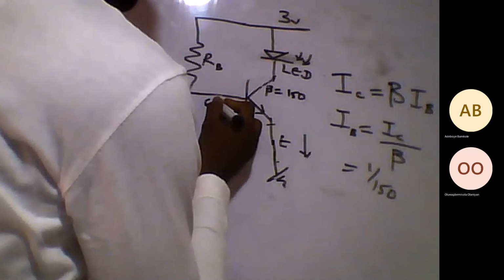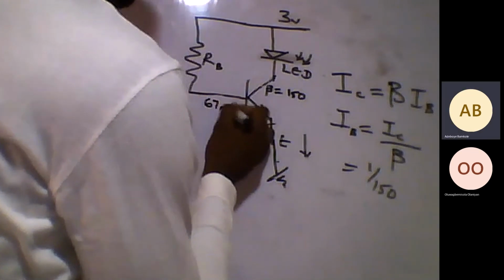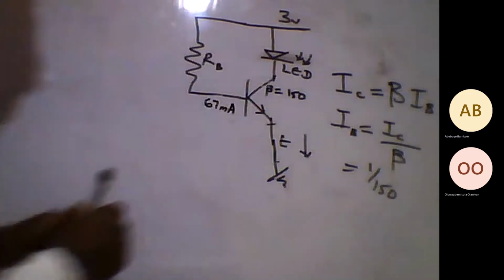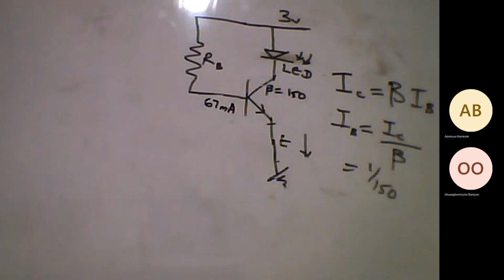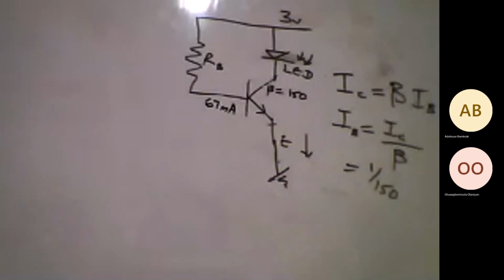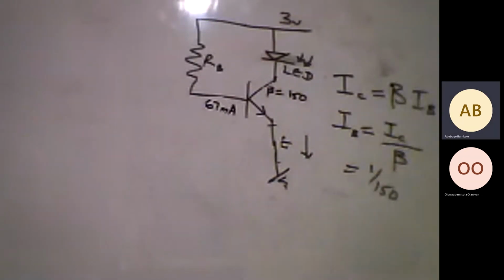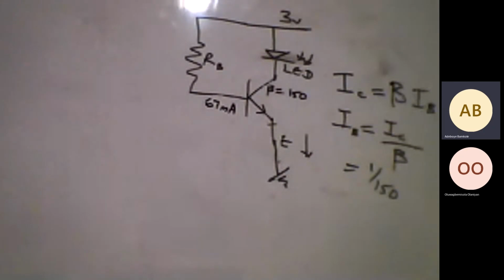All right. That is 0.0066. That is 66.67 milliamps. So, what is that? 67 milliamps. Are you sure it's 67? Yes, sir. It's approximately 67.